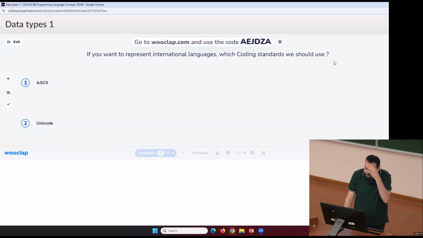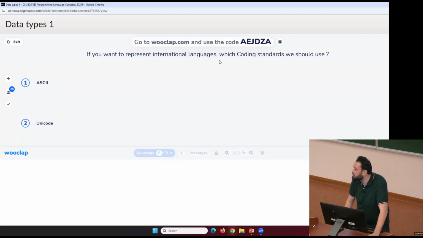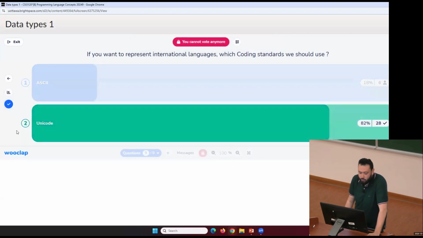That's the last question. If you want to represent international languages, which coding standard should we use, ASCII or Unicode? Of course, Unicode. ASCII can only cover the English language.